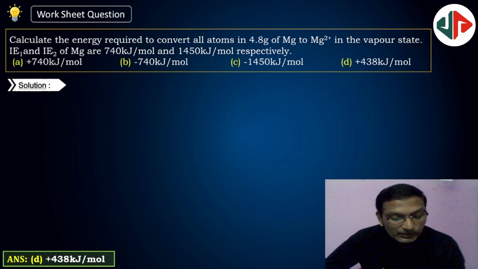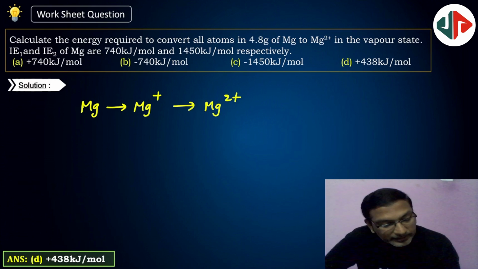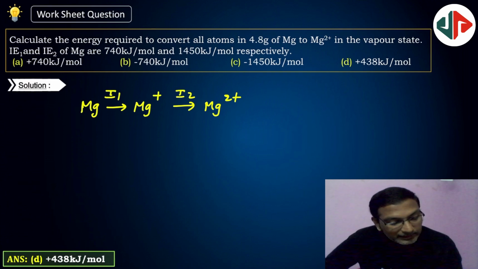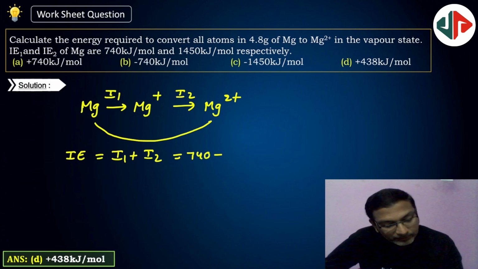Calculate the energy required to convert all atoms in 4.8 grams of Mg to Mg2+. Here Mg to Mg2+ means we have two processes. First Mg to Mg+, next Mg+ to Mg2+. This is first ionization and second ionization. So total conversion Mg to Mg2+ is I1 plus I2, which is total ionization energy. So here I1 value 740 plus 1450 kilojoules per mole is given.